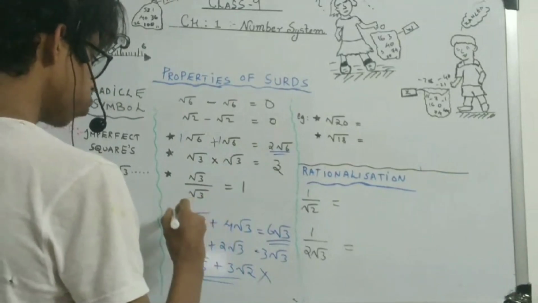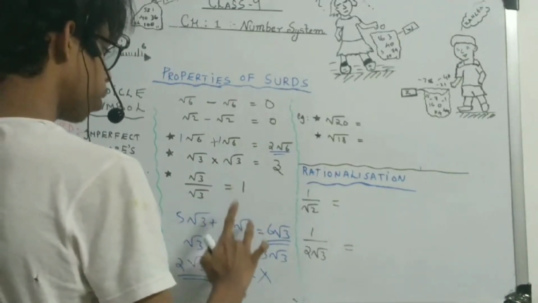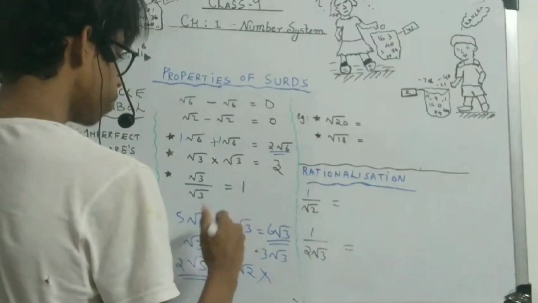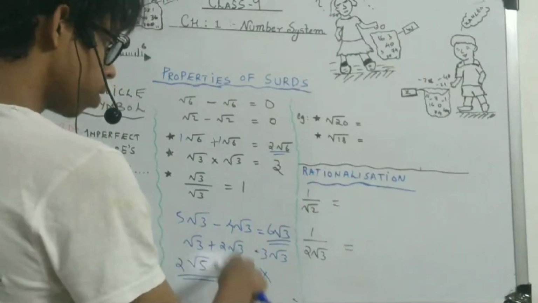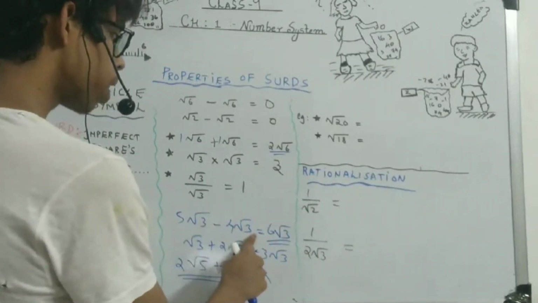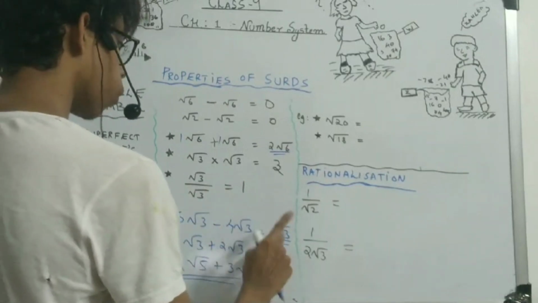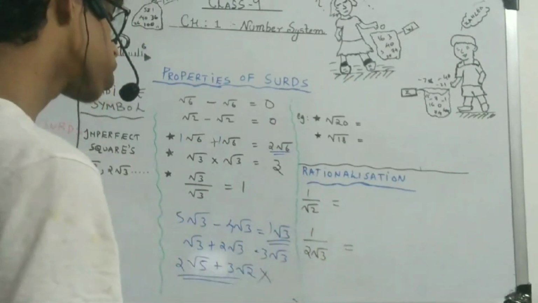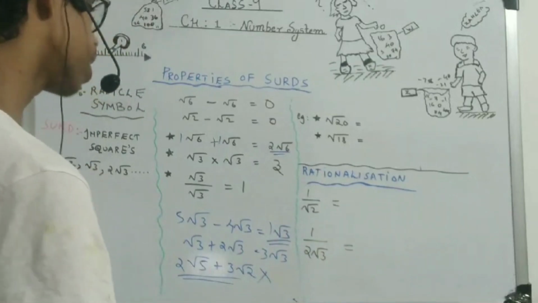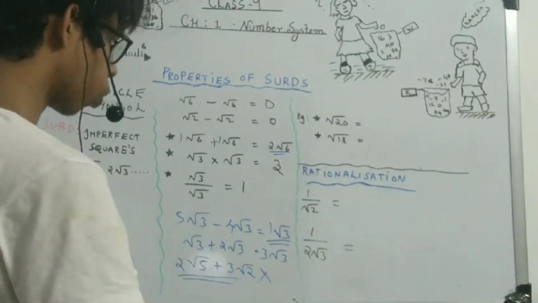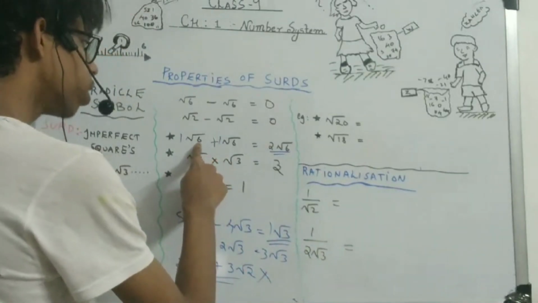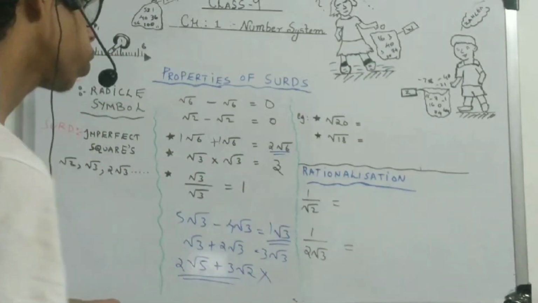For example, if I write here 5 root 3 minus 4 root 3. Here root 3 is the same, so root 3 will come as it is, and we know 5 minus 4 is 1. So we will get 1 root 3, or simply root 3 you can write. Same is the case with subtraction also. Always you have to see whether the roots are the same.